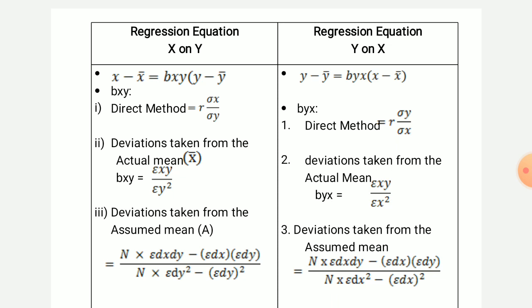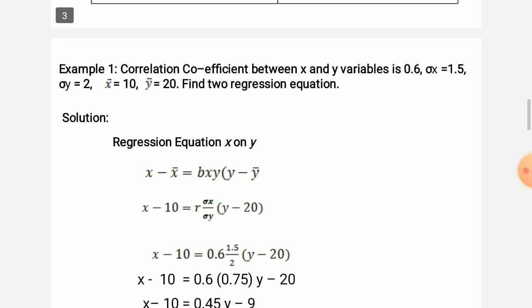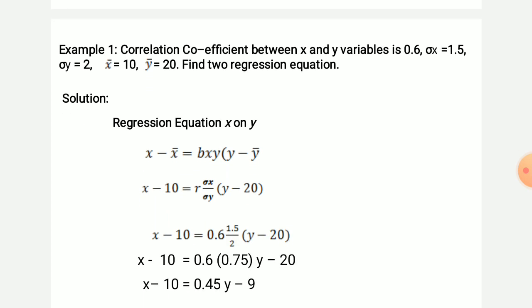So therefore the regression equations x on y and y on x can be calculated under these three methods: under the direct method, when deviations are taken from the actual mean, and when deviations are taken from the assumed mean. So these are the formulae we use to find the regression equations x on y and y on x. Now, solving some problems on regression equations.